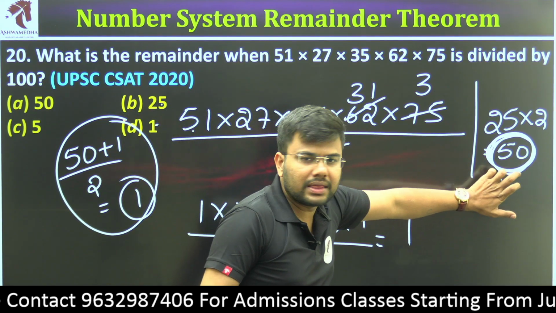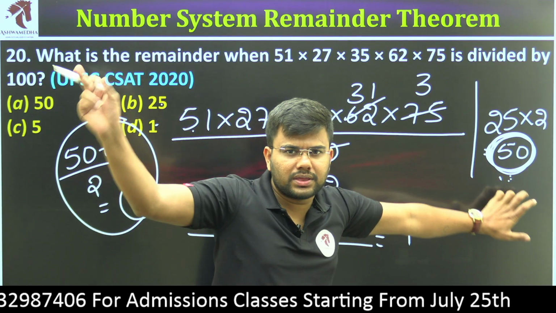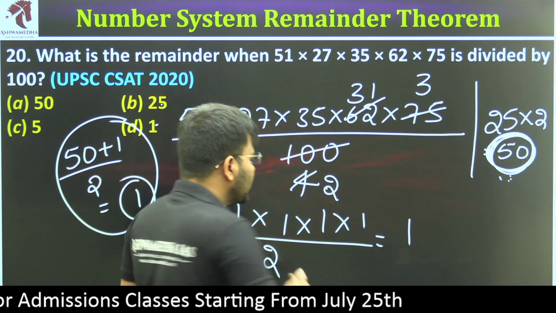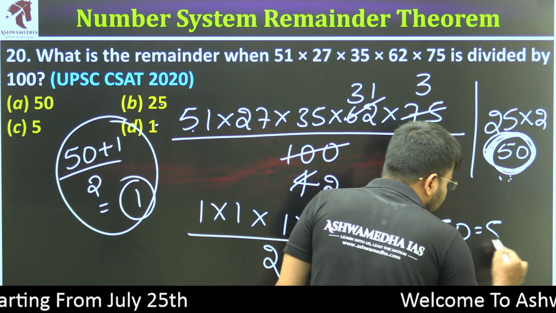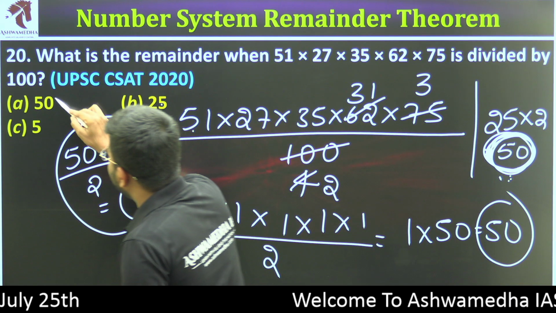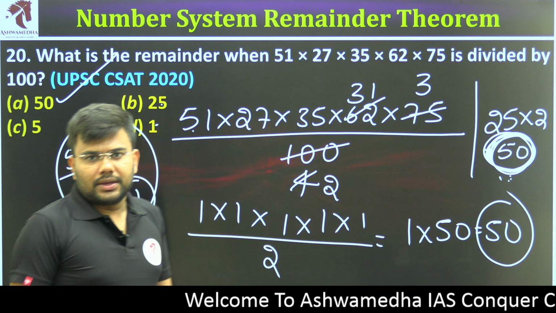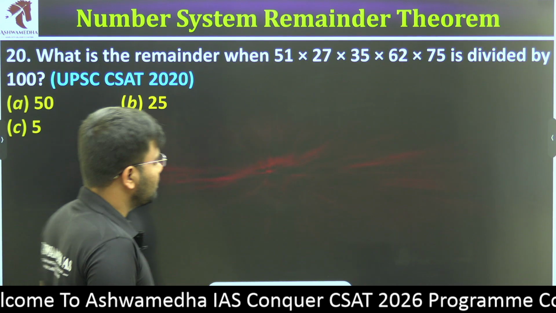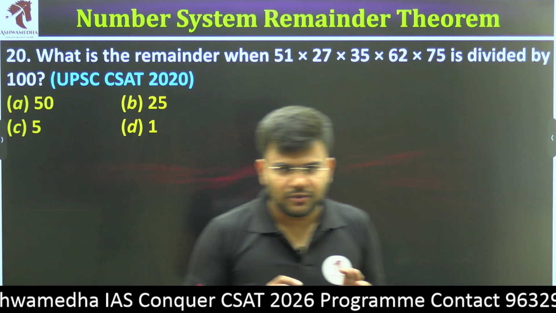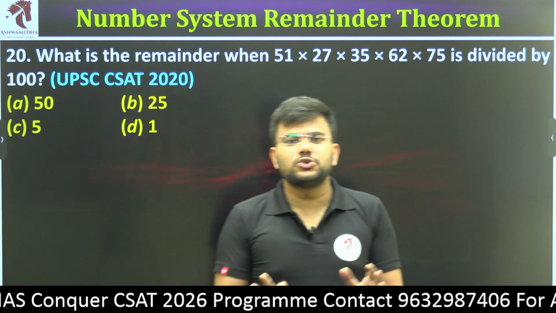50. Now this cancellation factor, what you're supposed to do? Apply the same logic which you applied in the previous problem. Now you will multiply this 50, that is 50 into 1 is what? 50. Then the remainder is 50. Yes guys, I hope you have understood how to apply the remainder theorem through the cancellation factor. That completes your remainder theorem.